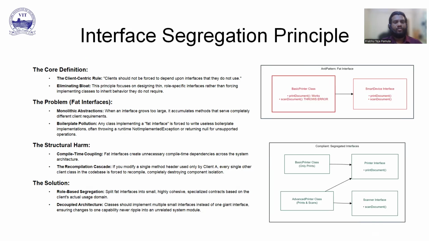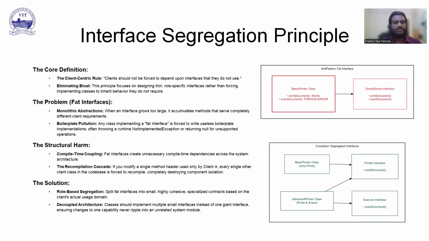The problem: fat interfaces. Monolithic abstractions: when an interface grows too large, it accumulates methods that serve completely different client requirements. Boilerplate pollution: any class implementing a fat interface is forced to write useless boilerplate implementations, often throwing a runtime not-implemented exception or returning null for unsupported operations.